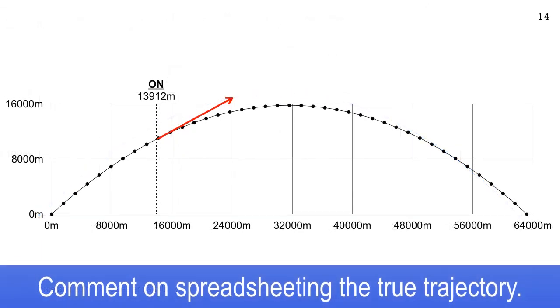Now, I want to make a commentary on spreadsheeting the true trajectory. So take some notes on this, all right? This is notes for today. And we're going to do some clicking after this. So here's your putative parabola that it would take if it were in a vacuum. But in reality, as soon as you turn on the air, the air pressure right here, you're going to get something kind of like a droopy curve.